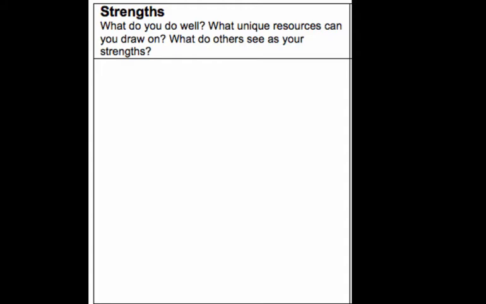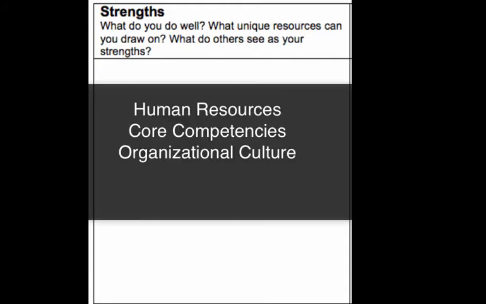So that is what the organization does well. What are the internal components or the unique resources that the organization draws on? How do you, as an independent evaluator of this organization, see the strengths of that organization? What are its core competencies? Is it the human resources? Do they have a lot of experts in the field? Do they have a strong organizational culture? So what are the components that they are able to leverage in order to be successful in their area?